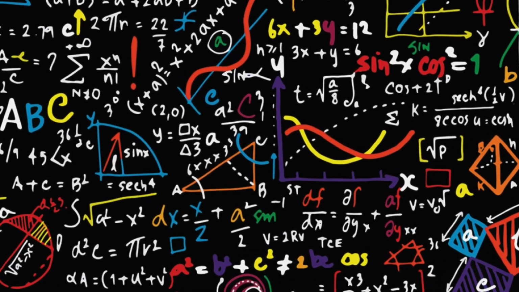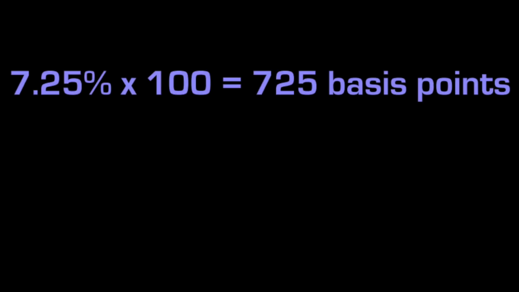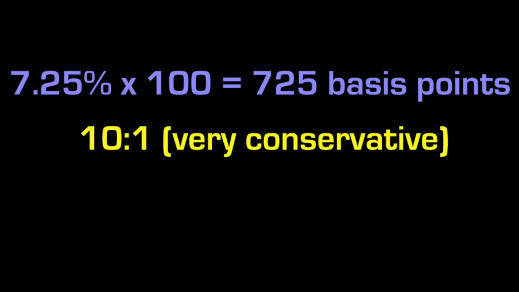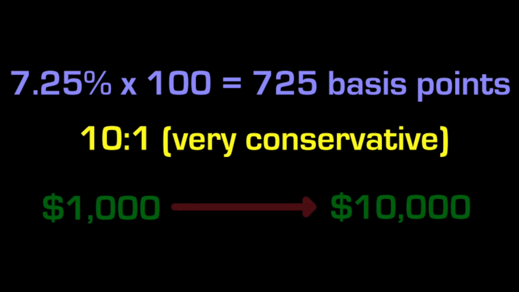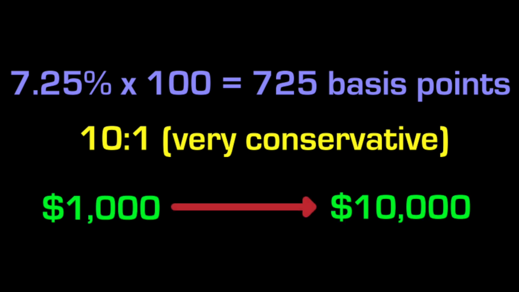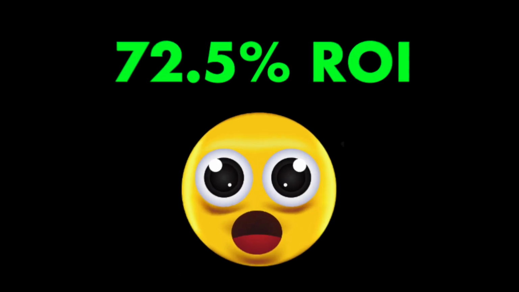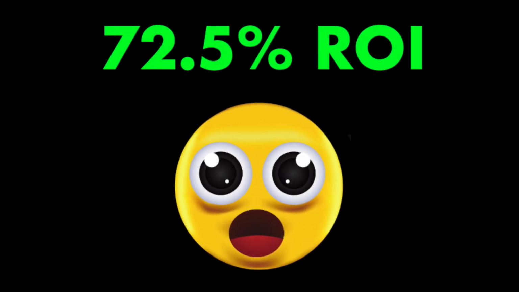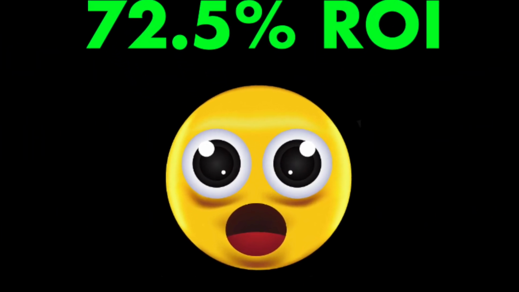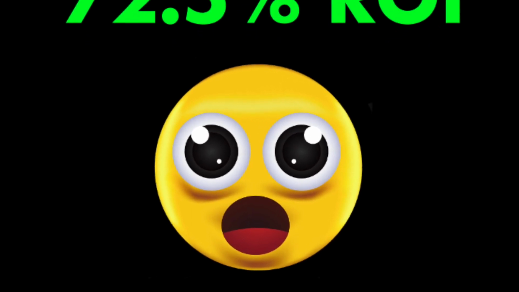Now the math. Since there is a differential of 725 basis points, and since we can trade the Forex market with leverage, we'll assume an ultra-conservative leverage of 10 to 1, meaning you can control 10 times that currency pair with 1/10 the cost, or $1,000 controls $10,000 of currency, and that equates to a massive 72.5% annual return just on the interest, not including any profits from the trade itself. This is why the carry trade was so popular.